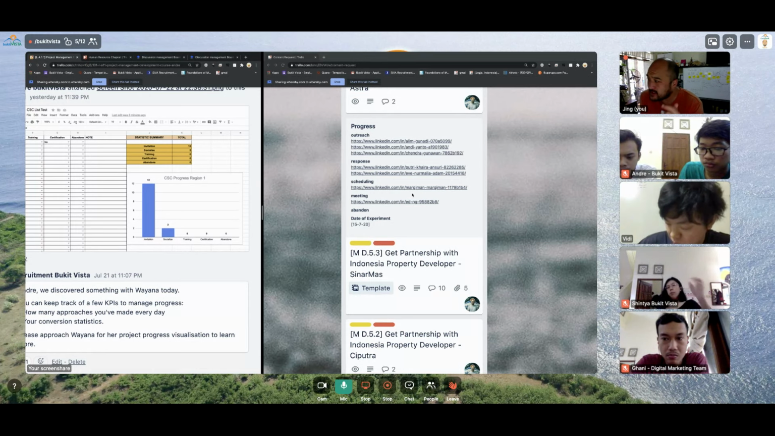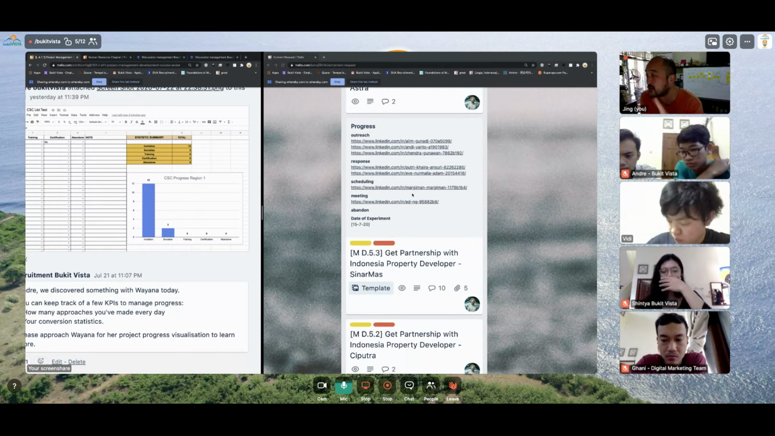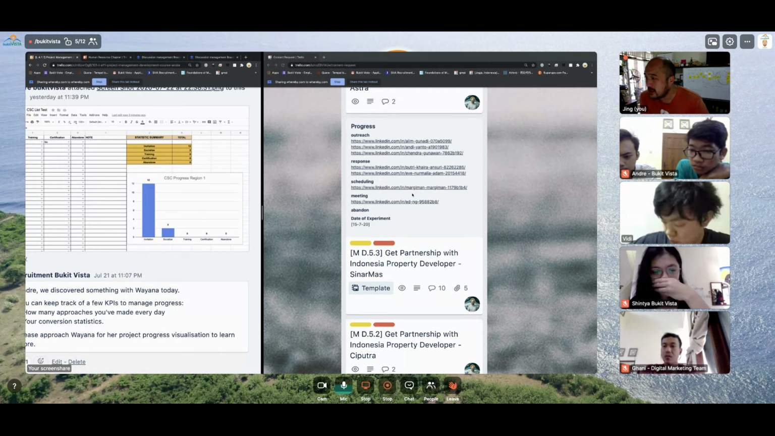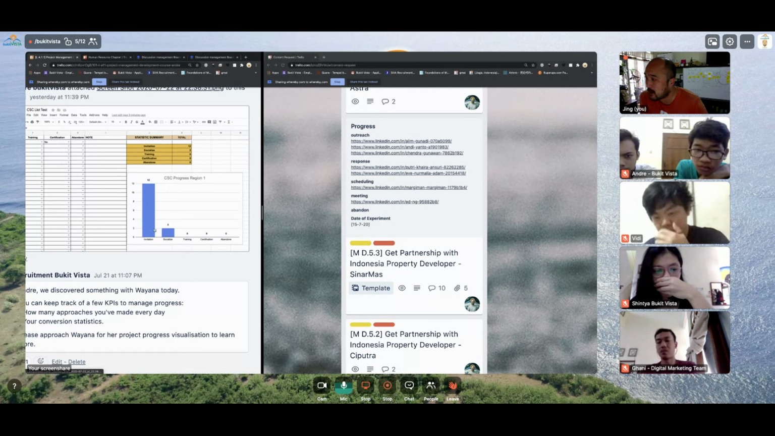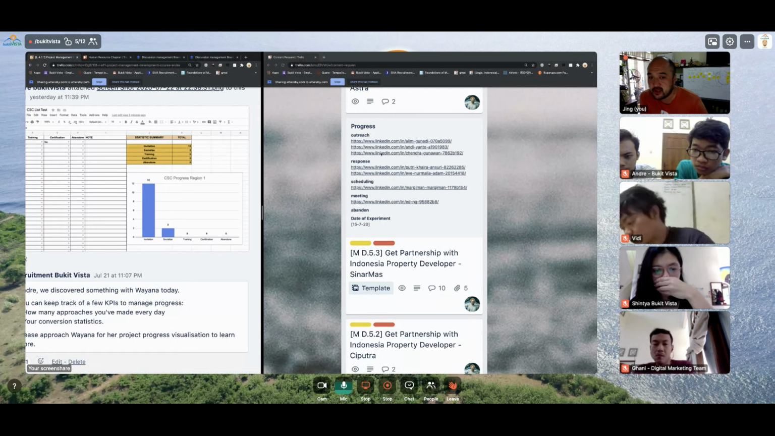Okay, so this is the same chart, everyone, but it's just visualized two different ways. The one on the left is visualized in a bar graph. The one here is visualized in a different way, but it represents the same information.